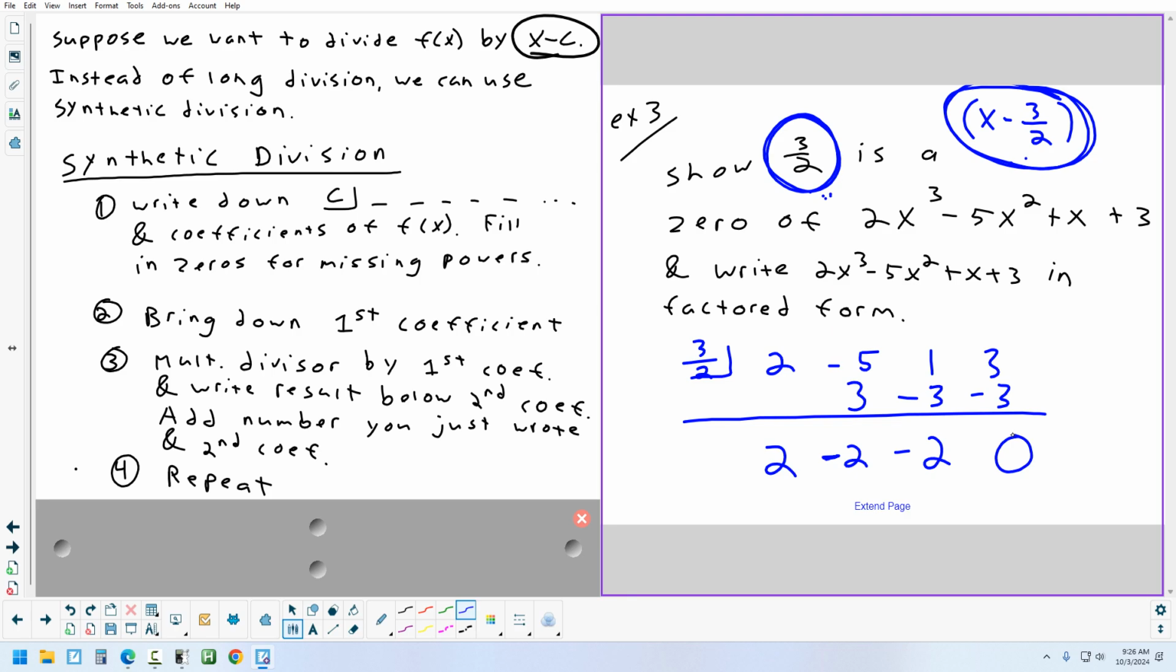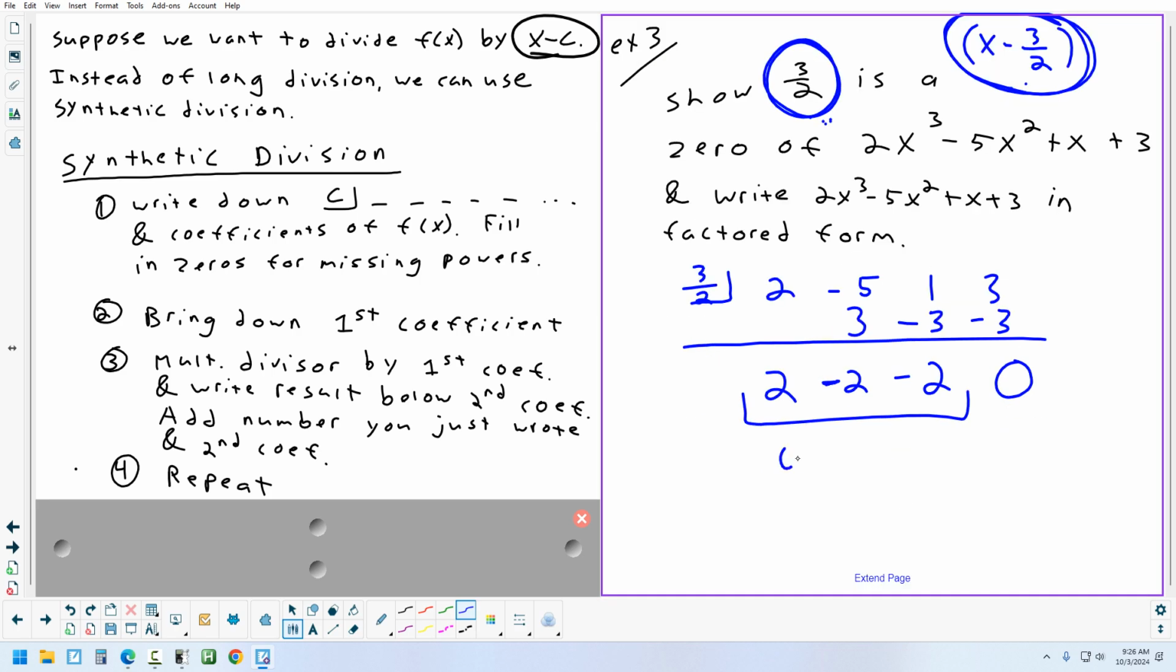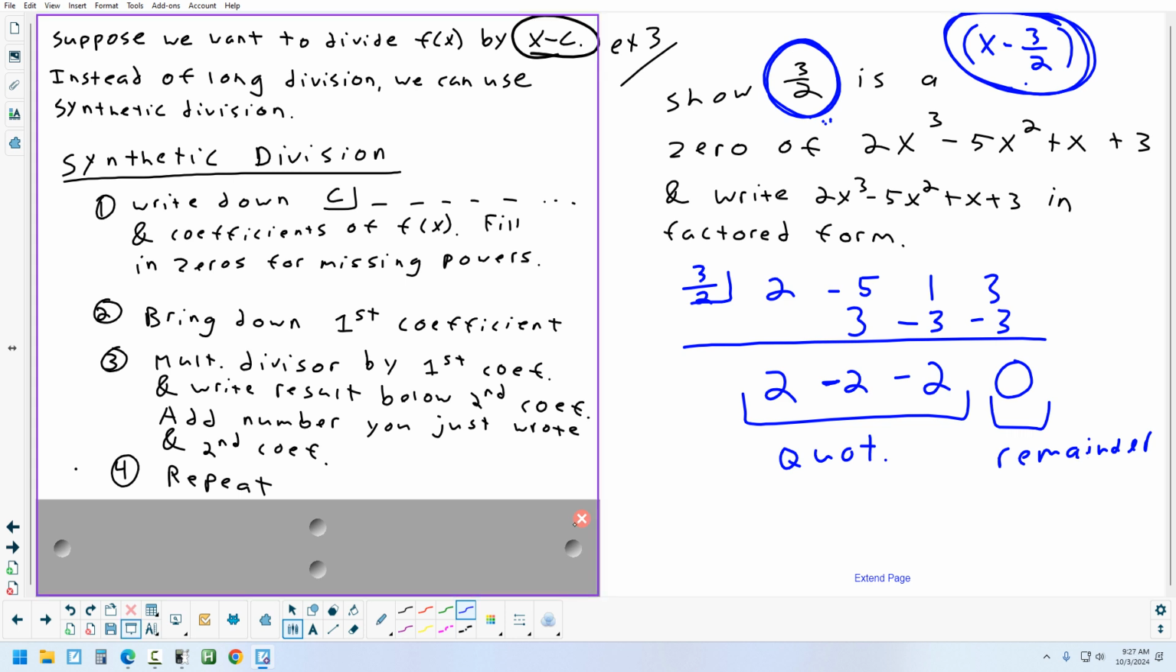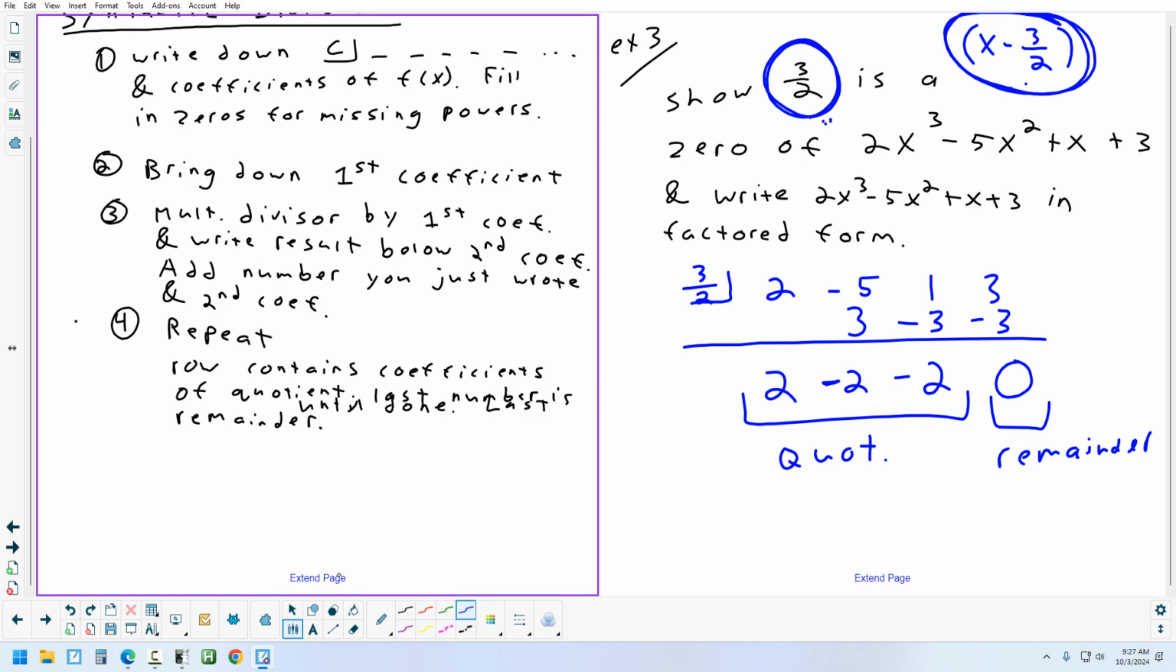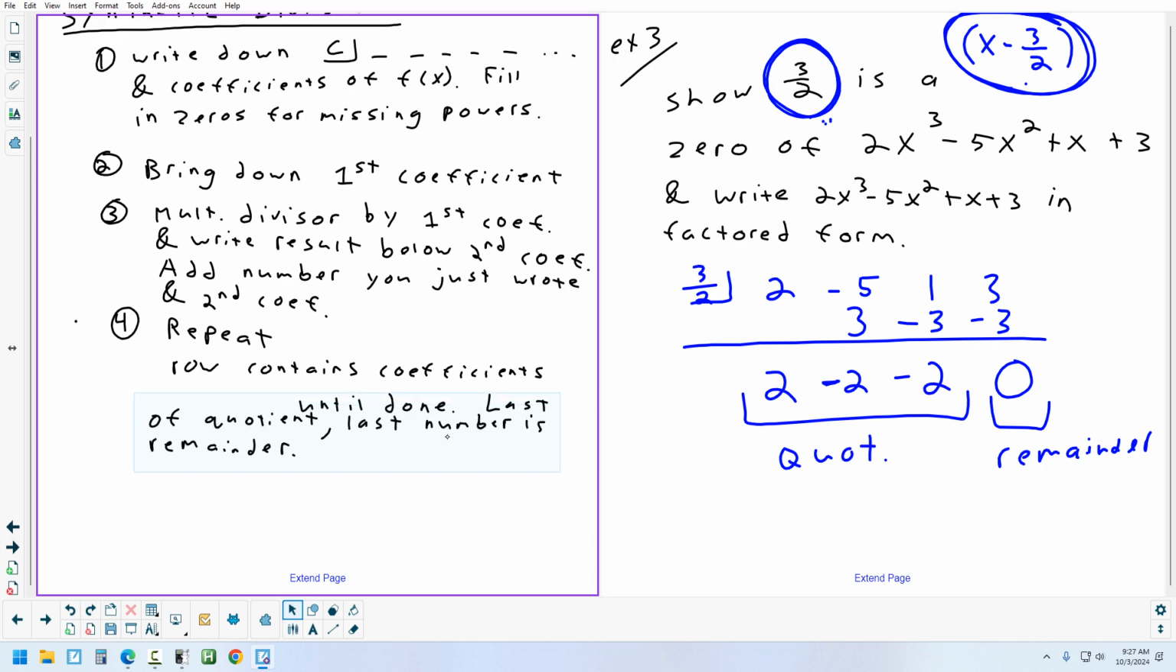The first ones would be the quotient, the last one would be the remainder. Exactly. This is your quotient. This is your remainder. So that last row contains the coefficients of the quotient, and the last number is the remainder. I don't know what happened to my spacing here.